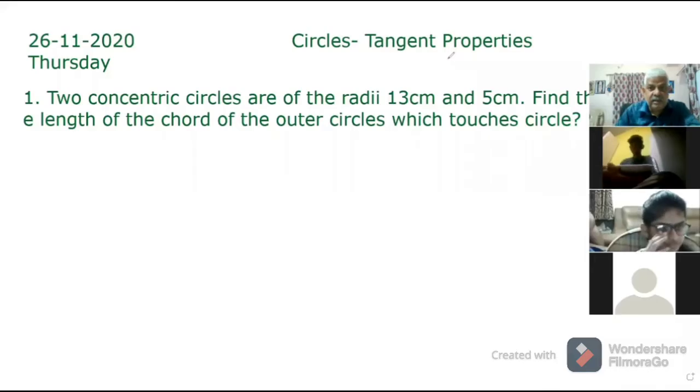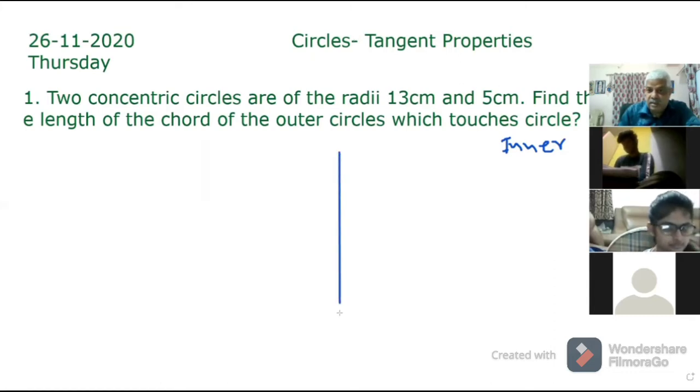Remember, children, what we have taken? Two concentric circles are of radii 13 centimeter and 5 centimeter. Find the length of the chord of the outer circle which touches the inner circle. Here, you have to take an inner circle, right, which touches the inner circle. This is the question. So first, the question arises: what is a concentric circle? What does it mean? How can we understand?